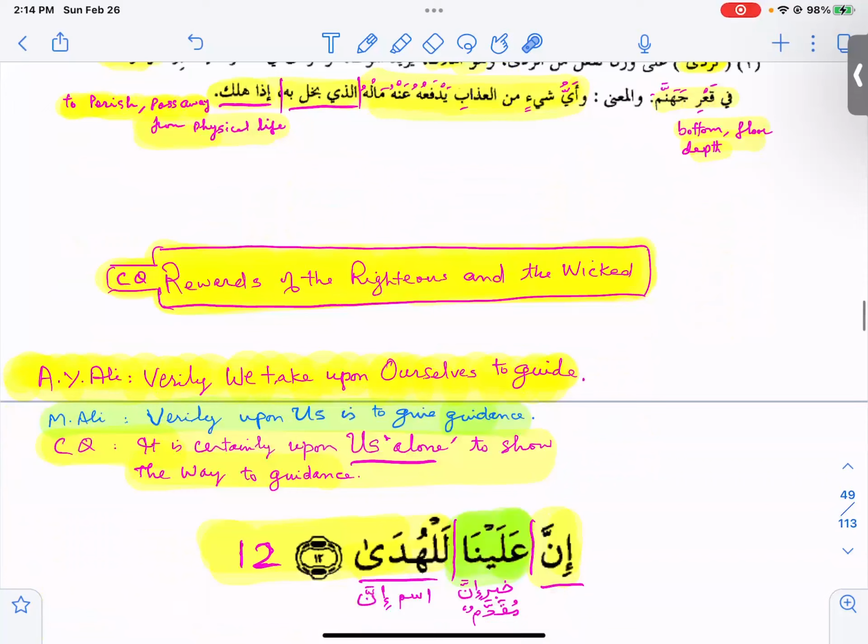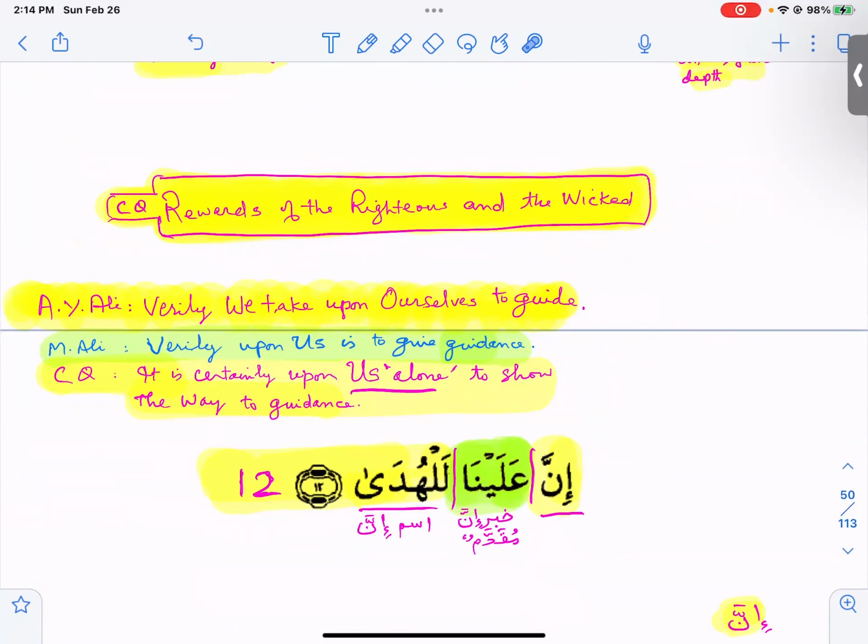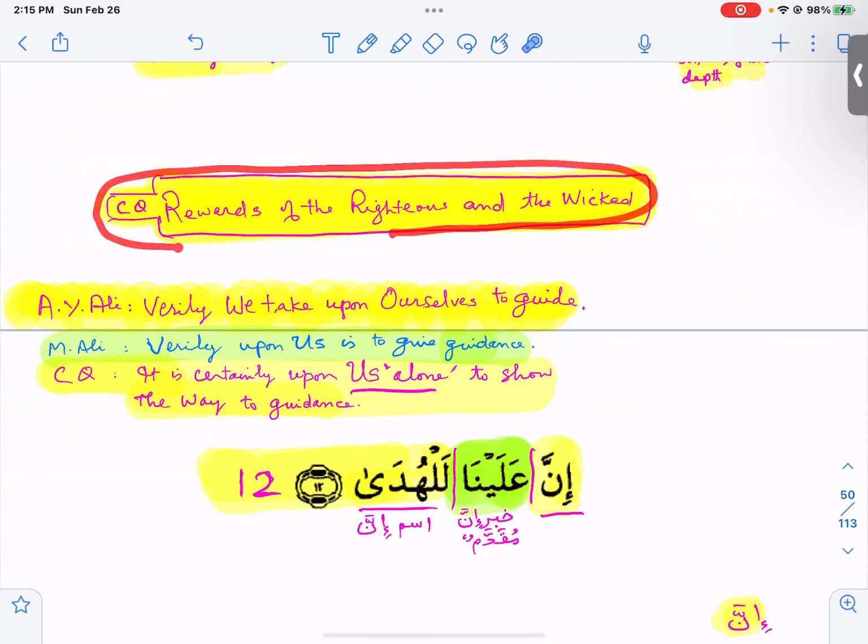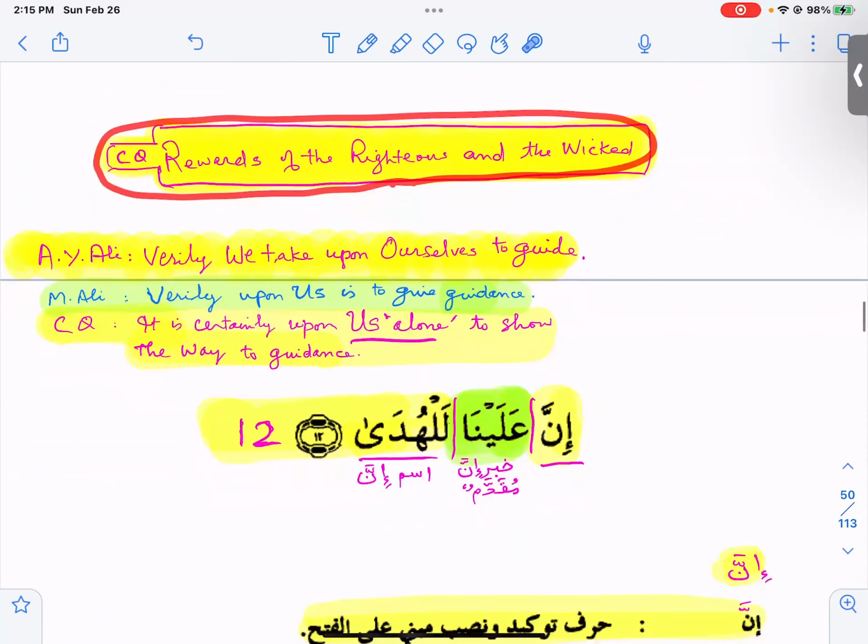Now, Kuller Quran, rewards of the righteous and the wicked. Reward of the righteous and wicked.